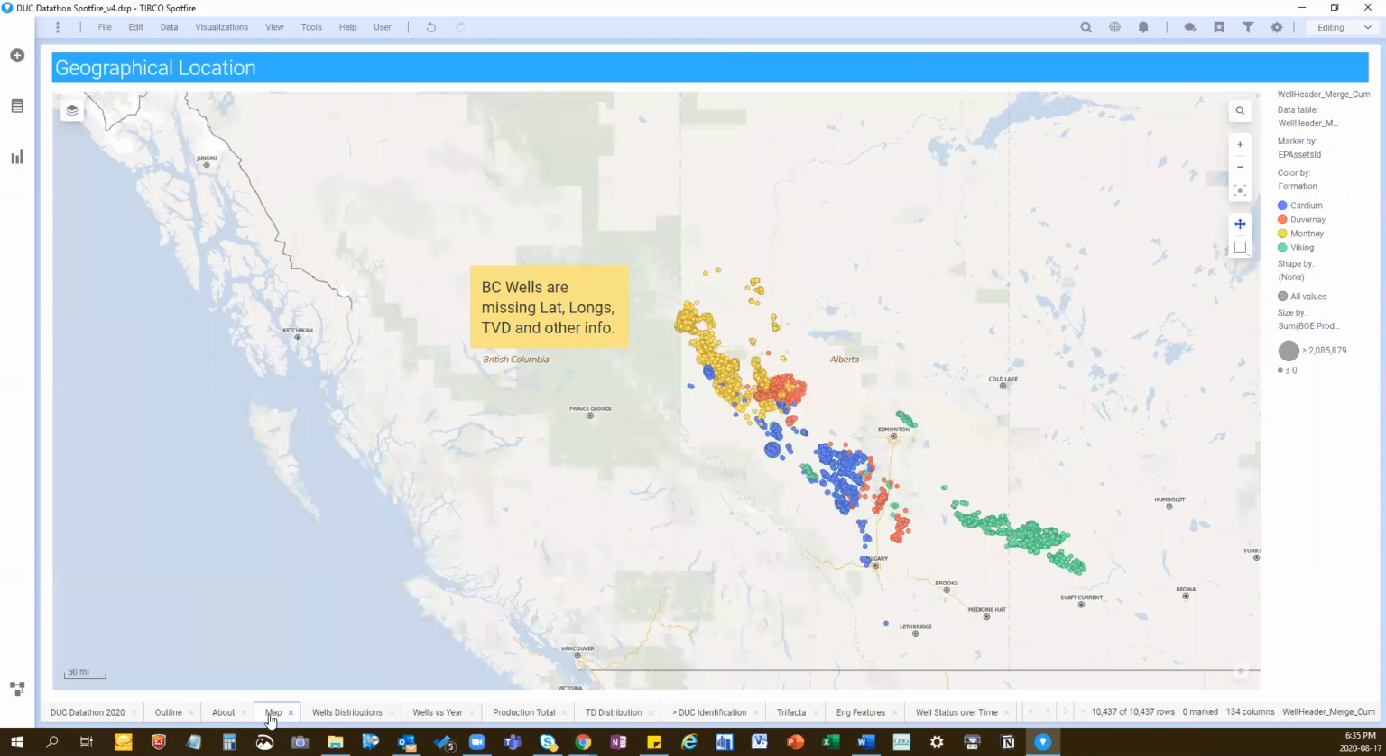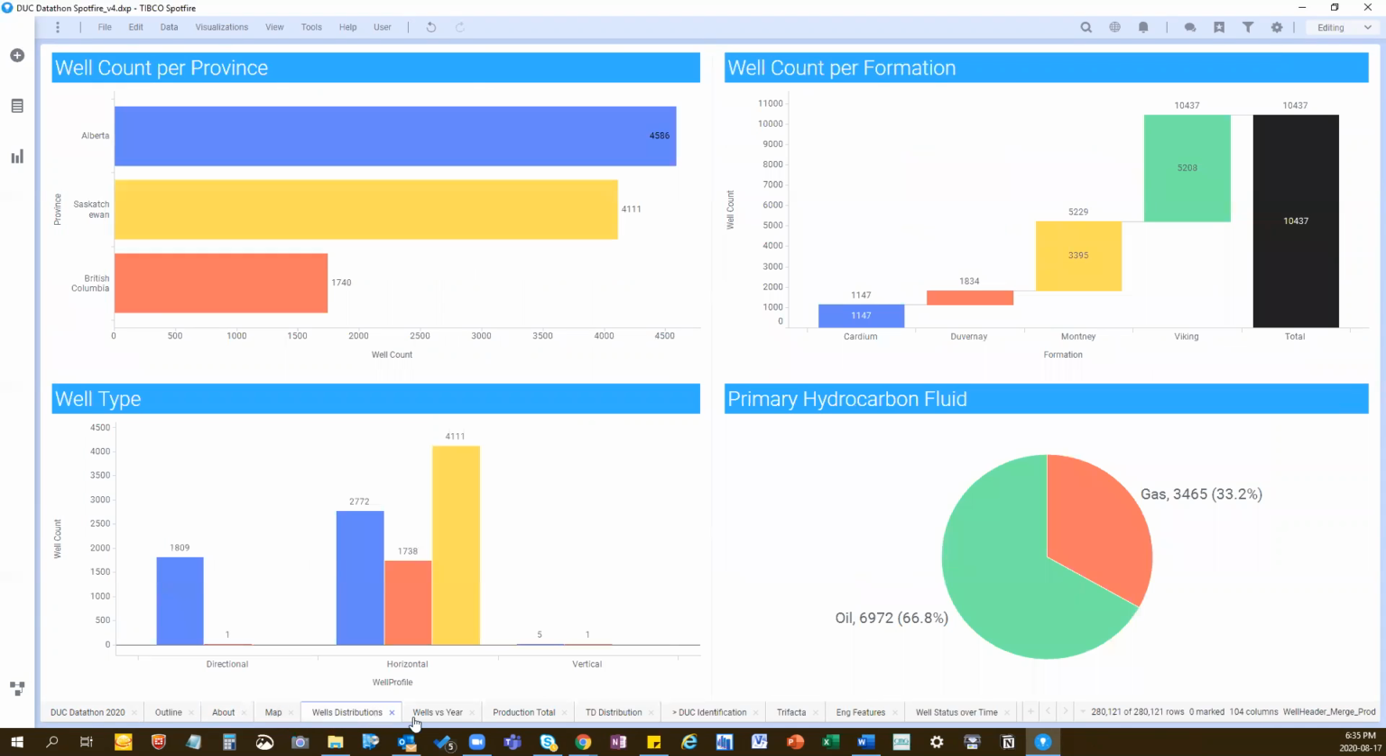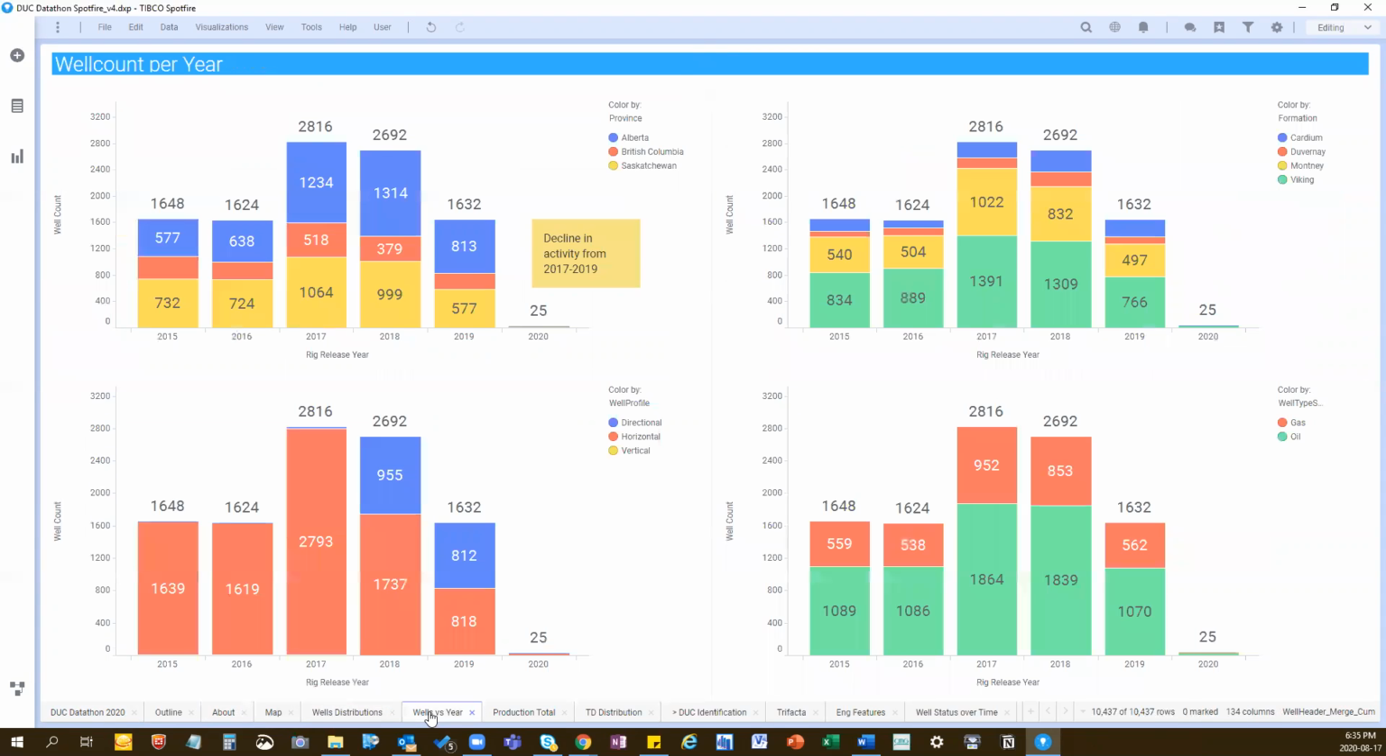Geographical distribution of wells is presented here. BC wells do not have lat-long information and are not shown. Alberta has most wells, followed by Saskatchewan, while Viking is the most drilled formation. 2/3 of the wells are oil wells, and most of the wells are horizontal. Based on different attributes, there is a marked decline in the activity since 2017.